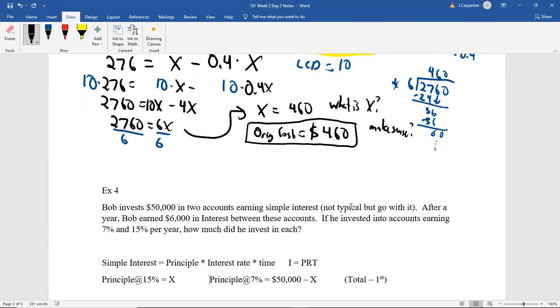All right, so that's the principals. What are the rates? Well, the rates are clearly on screen, 15% and 7%, but make sure that you convert them to decimals. So 15% is going to end up being 0.15. 7% will end up being 0.07. 0.7, that would be 70%. That'd be amazing. Find me a 70% account and let's go make some money.